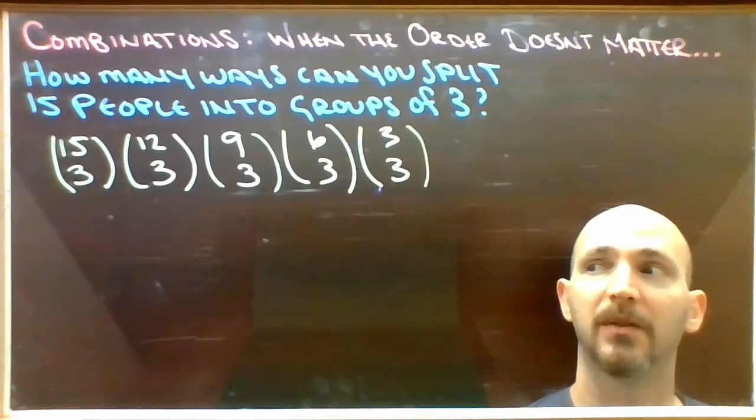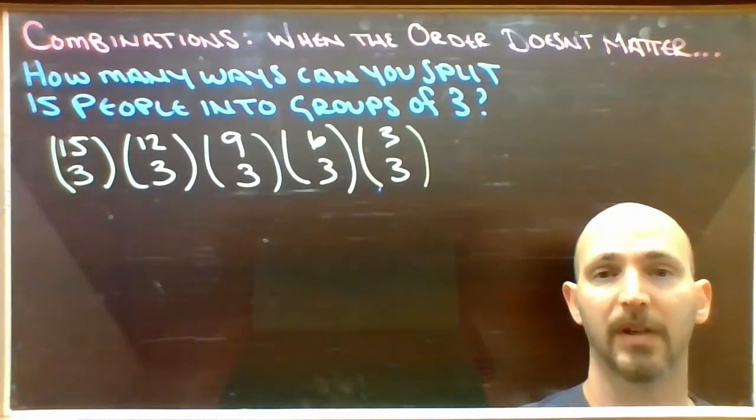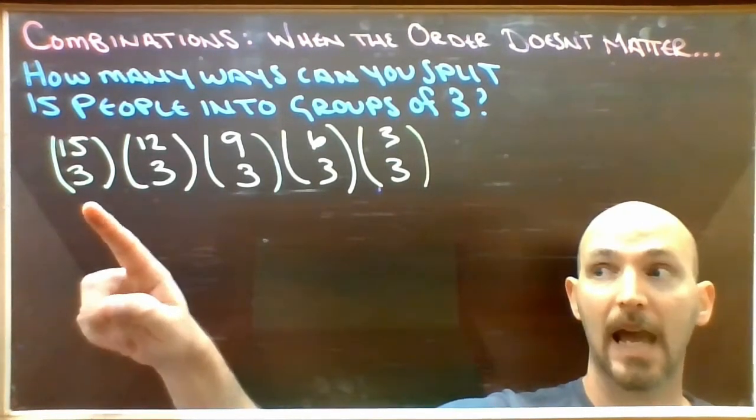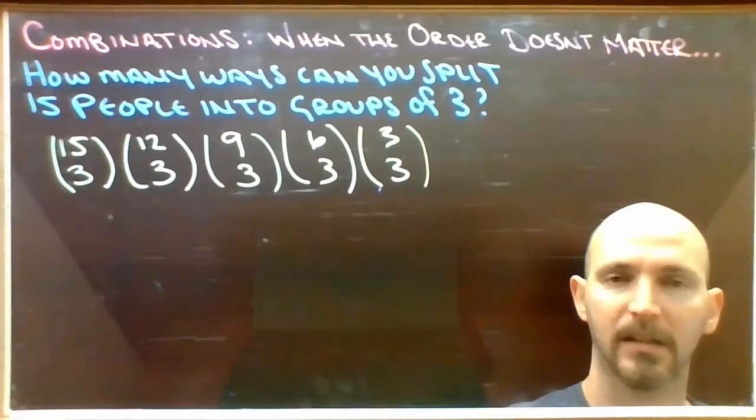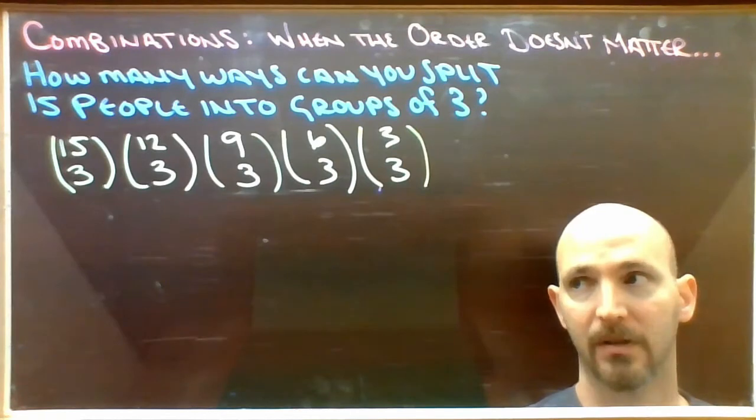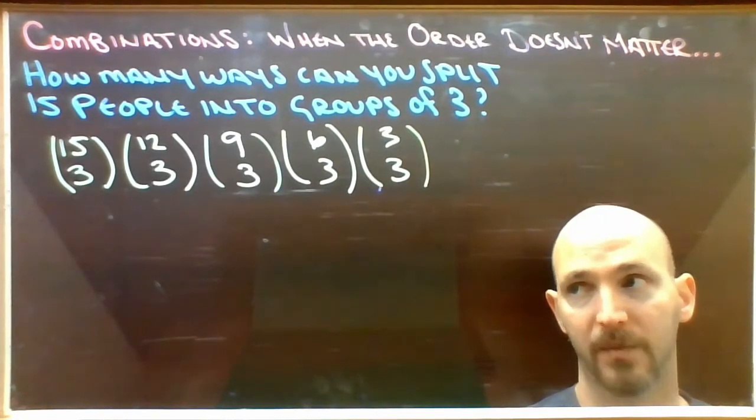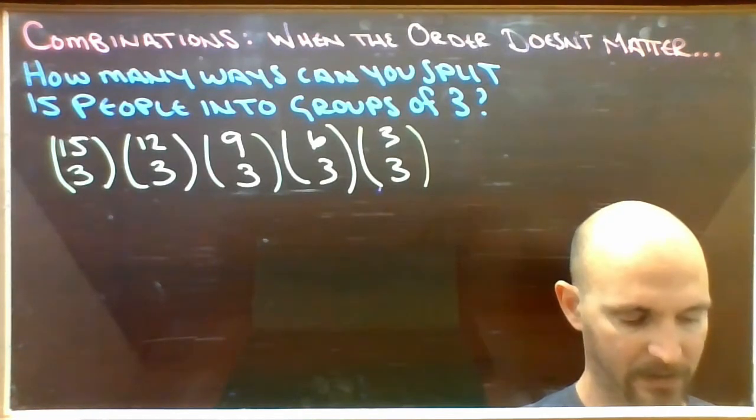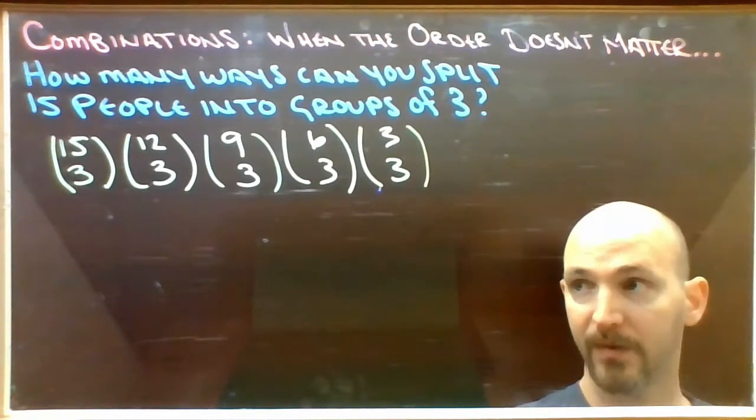So if you were to think about doing this, in order to take 15 people and split them into groups of 3, you had to do this, and this, and this, and this, and this. Whenever you use that word and, it's implying multiplication. So once I work out these values, I'm going to have to multiply all of them together. So let's set to it. 15 choose 3 is 455.